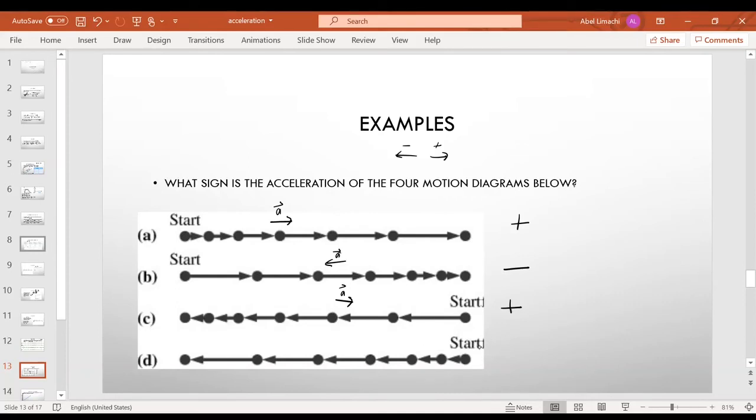Now here we have again, the vector is small and it's slowly increasing. It's speeding up. It's going away from 0. So they must be pointing in the same direction. Acceleration must also be pointing to the left, just like its velocity. And since the left is negative, we have a negative sign for the acceleration.